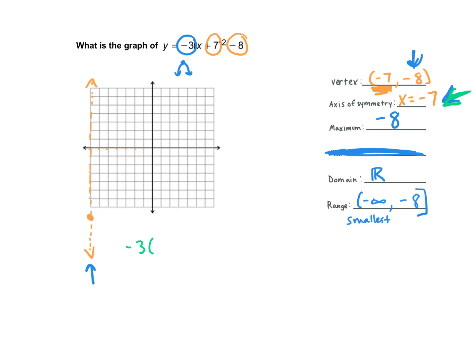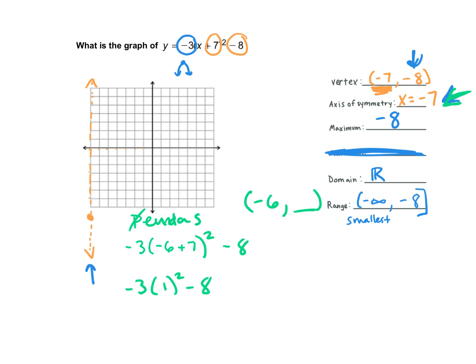So I have -3 times x, which is -6, plus 7 squared minus 8. So I'm plugging in -6. I'm going to get some other number for y. What should I do first? Parentheses. Remember PEMDAS. Parentheses. What's -6 plus 7? 1.